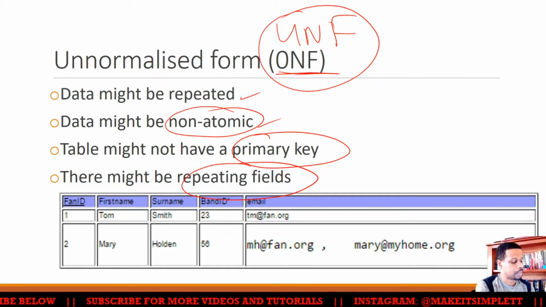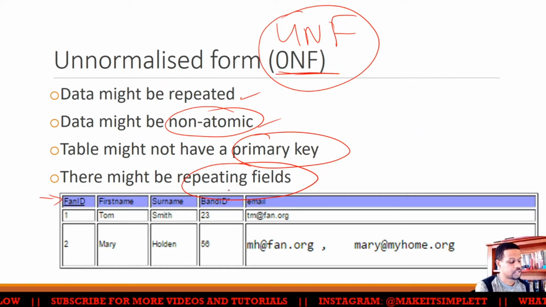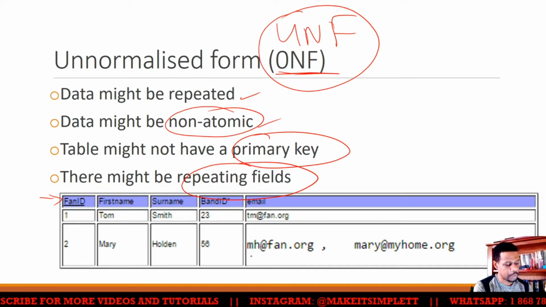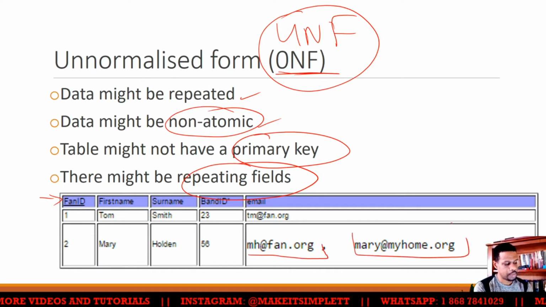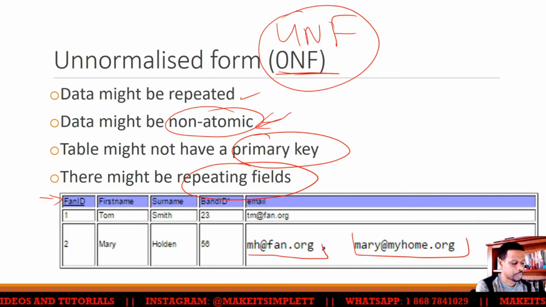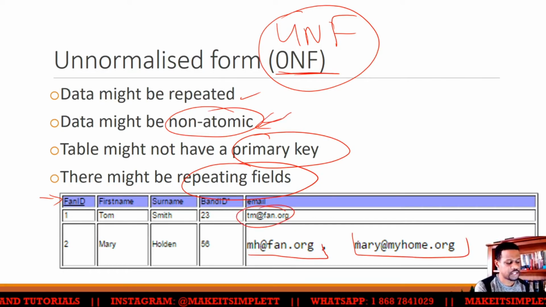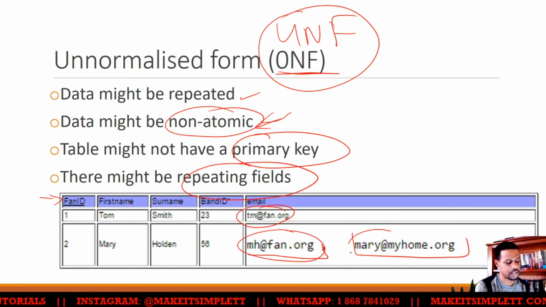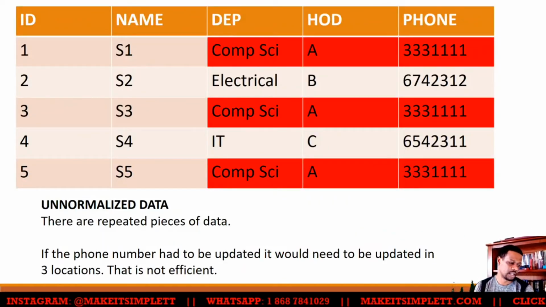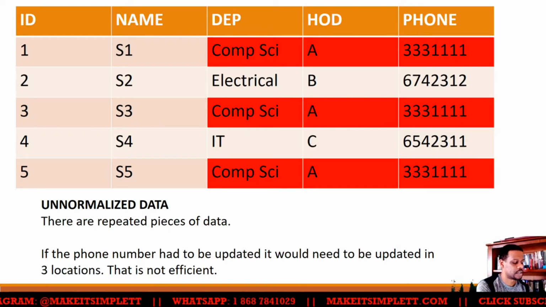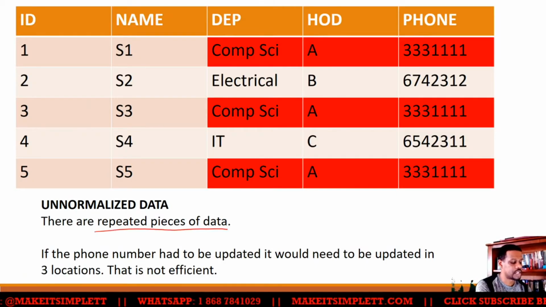You have an ID number here, fan ID, first name, surname, band ID, email. But you realize inside here you have 2 email addresses. You have this one and you have that one. That means it's not atomic. Atomic means it's only supposed to have 1 piece of data per field, but this has 2 pieces of data. So you have a problem.